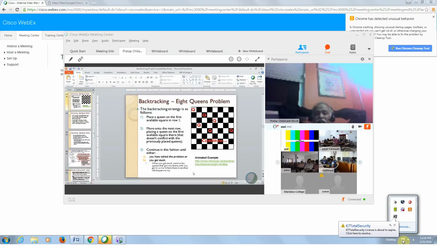So then you move to the next row. You place a queen on the first available square there. And how do you determine the first available square? There is no conflict with the previously placed queens. You can see if you go from the top, first you come to the second row, you come here, you put the queen here. Okay, third row, so it's almost like 1, 3, 5, right?